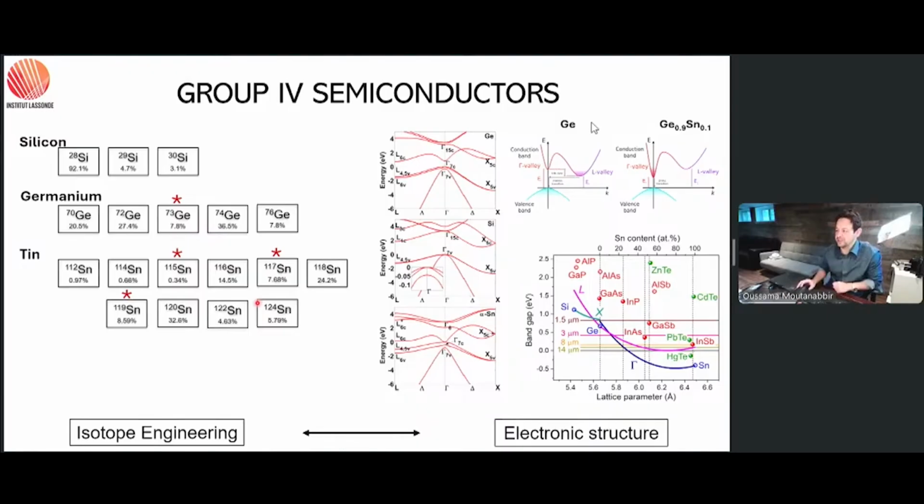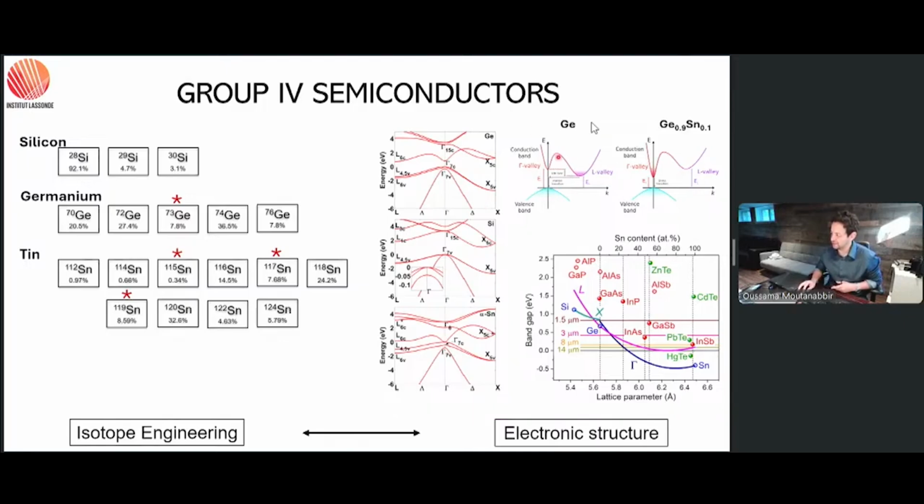The Group 4 semiconductors that we are interested in are basically germanium, silicon, and tin. On the right side, I'm showing you the band gap and band structure in these three elements. I don't need to remind you that silicon is an indirect band gap, germanium is an indirect band gap, and tin in a diamond phase is a semi-metal with inverted band gap. So if you take tin and mix it with these two elements, it's possible to tune the band gap. I'm showing you one example here.